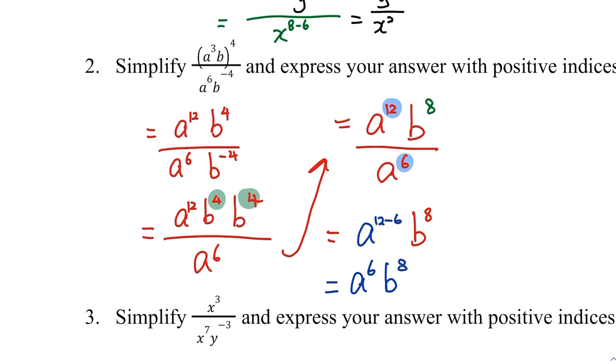Sounds hard, right? Now nothing is left on the bottom, so you just put it as 1. 1 is hidden, so you don't have to write it. So that's why I don't have anything on the denominator. No more denominator.